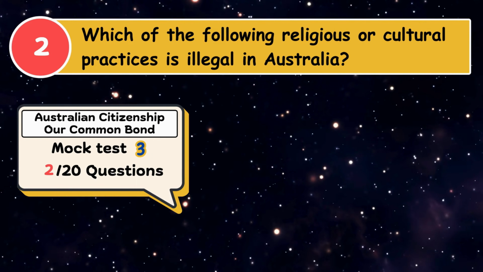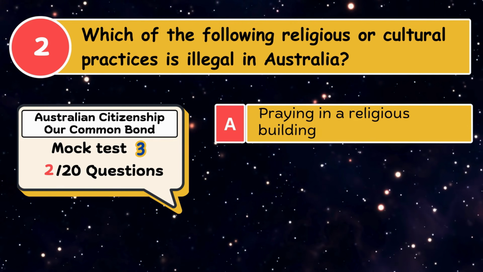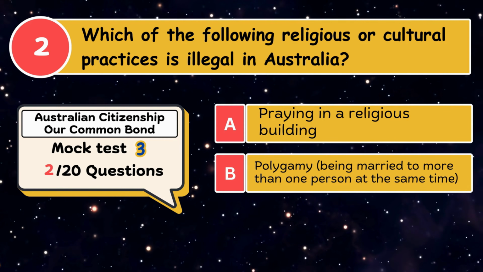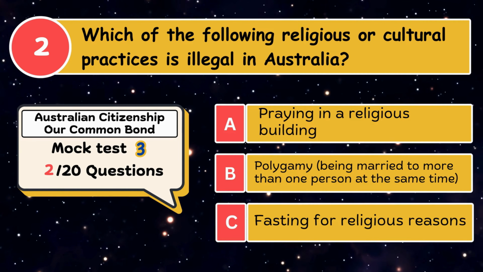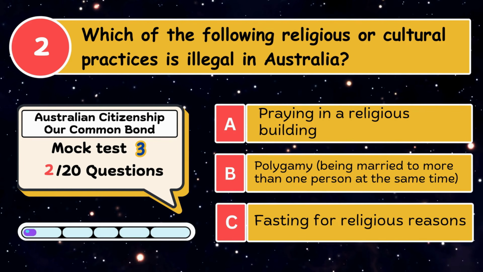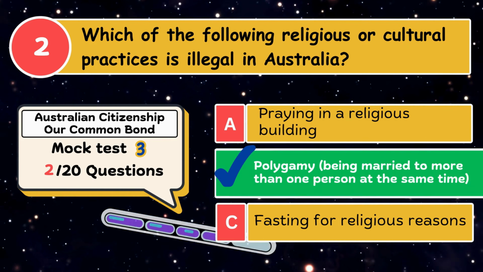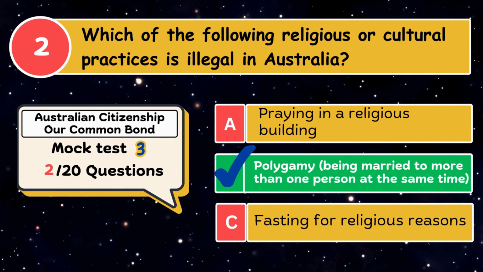Which of the following religious or cultural practices is illegal in Australia? A. Praying in a religious building. B. Polygamy, being married to more than one person at the same time. C. Fasting for religious reasons. The correct answer is polygamy, being married to more than one person at the same time.